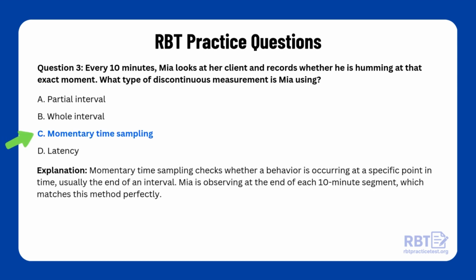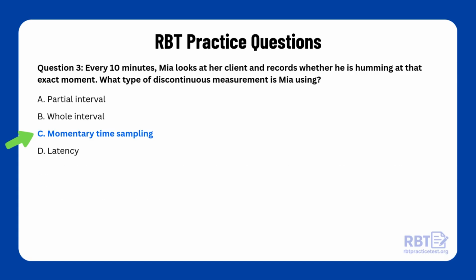Momentary time sampling. Momentary time sampling checks whether a behavior is occurring at a specific point in time, usually the end of an interval. Mia is observing at the end of each 10-minute segment, which matches this method perfectly.